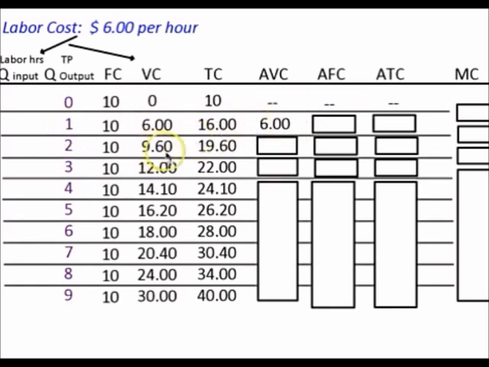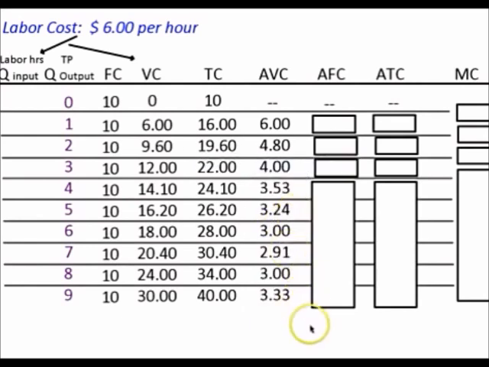So variable cost divided by the quantity of output, 6 divided by 1 is 6. Variable cost of $9.60 divided by 2 quantity of output, $4.80. $12 variable cost divided by 3 output, $4, and so on and so on. Pause the video, calculate your average variable cost for the 4th, 5th, 6th, 7th, 8th, and 9th output level. Okay, this is what you should have come up with. Boom. Pause the video, check your numbers.